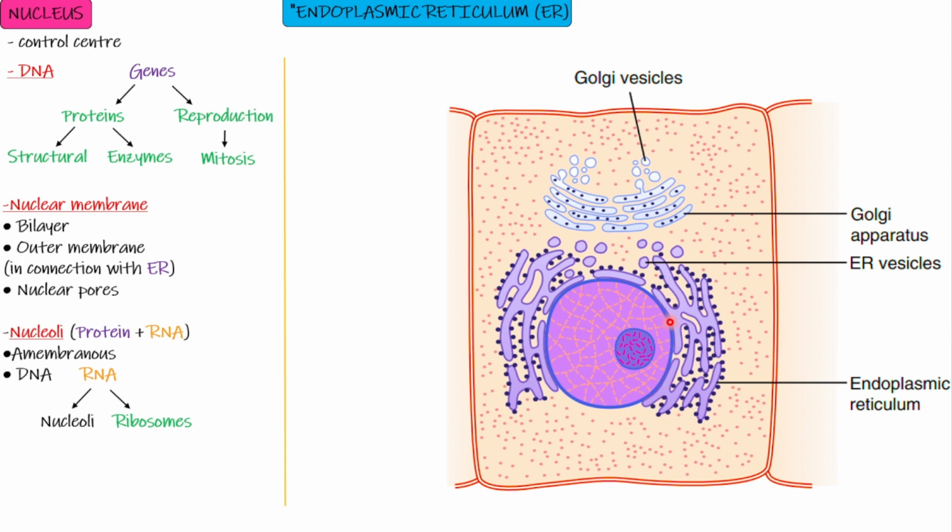Even the outer membrane of the nucleus is attached to the endoplasmic reticulum. And then the endoplasmic reticulum has these dots on it, these ribosomes on it. And then this is the Golgi apparatus and the Golgi vesicles, which are being budded off from the Golgi apparatus.